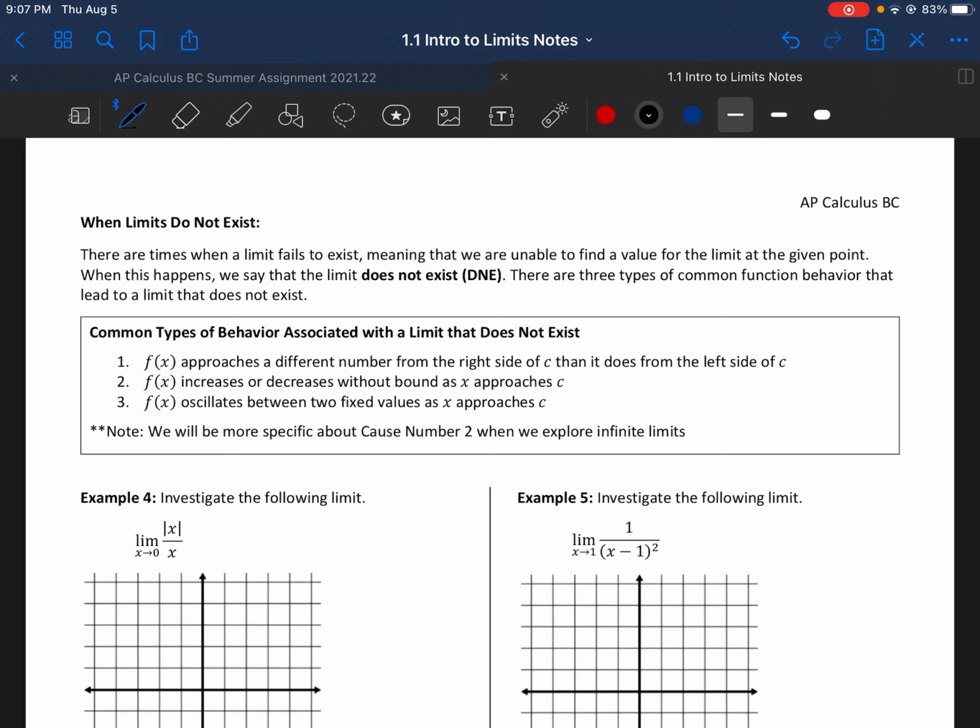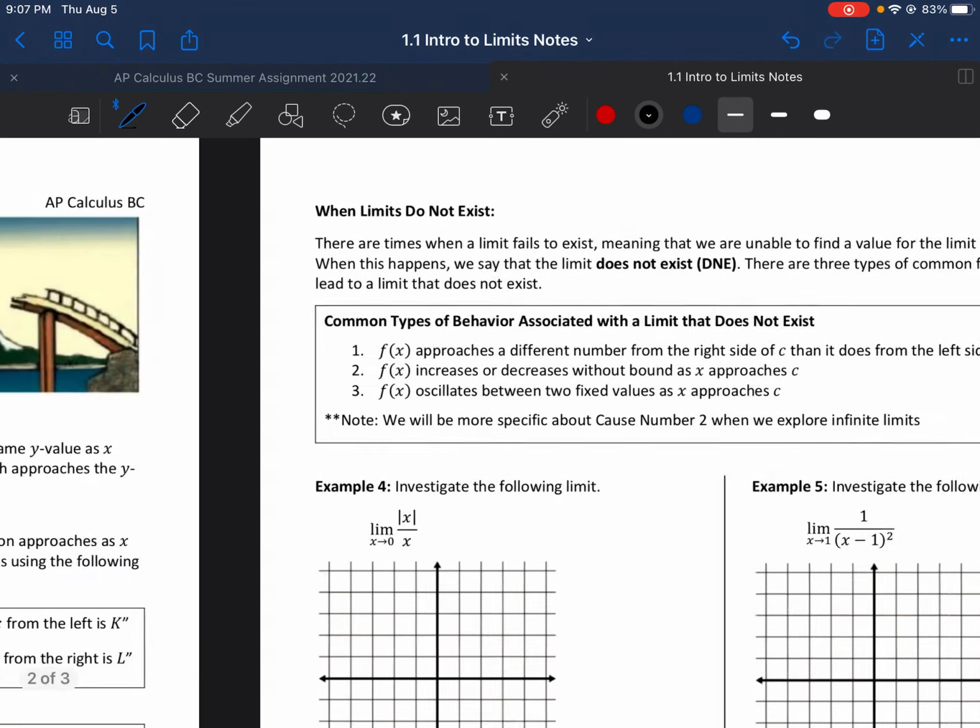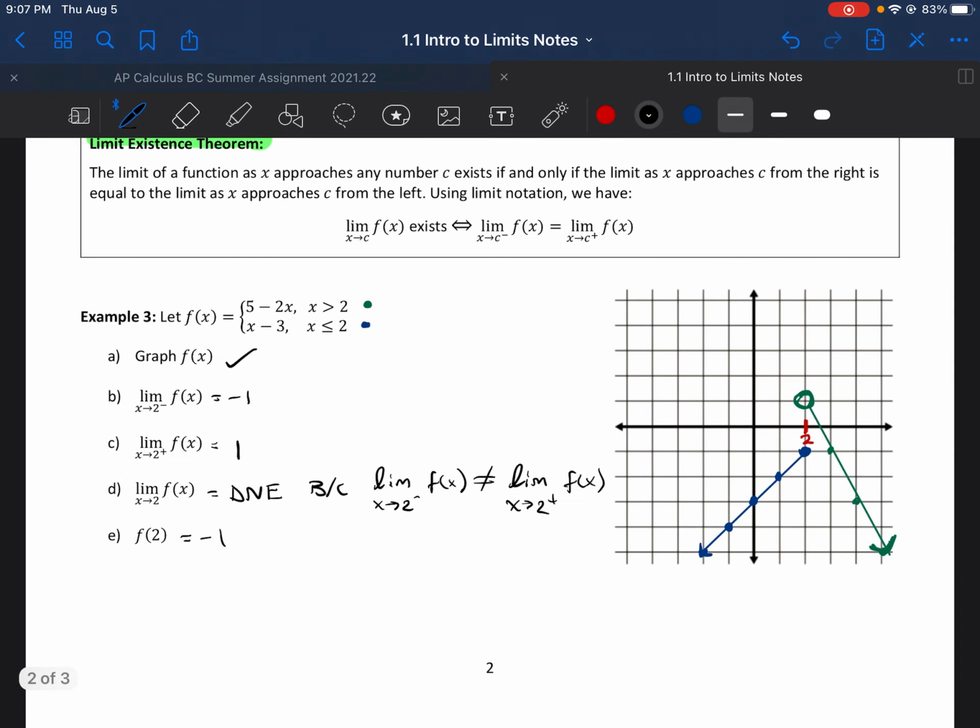I'll use DNE as shorthand notation. So there are 3 types of common function behaviors that lead to a limit not existing. The first one is the one that we just saw. f of x approaches a different number from the right side of c than it does from the left side of c. Very clear right here.